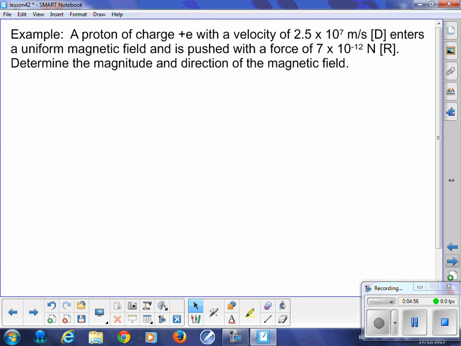Well, let's just do a straight calculation to start with. So I'm going to find the magnitude of the force first, or find the strength of the magnetic field first. Then we'll talk about direction after. So I changed the order for some reason as I wrote it out here. So what do we know?